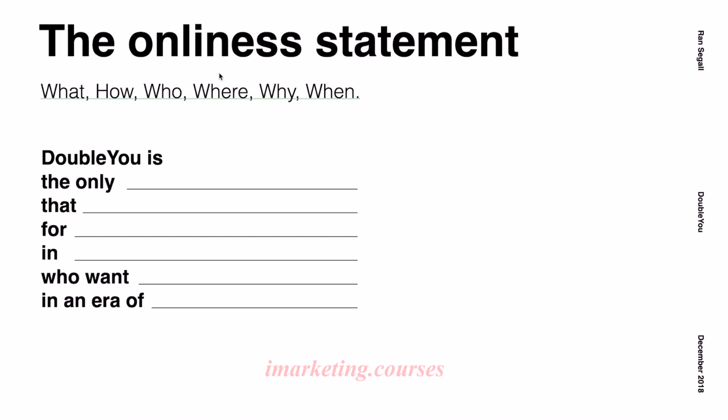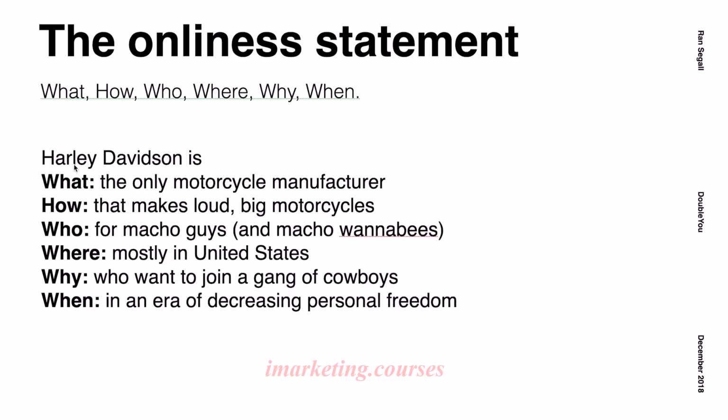Then we're going into the positioning, what I talked about. And this is a fun exercise called the onlyness statement, which basically is trying to understand what the product is, how does it help, who does it help, why and when. So basically I'm giving them this exercise to fill out. And here's an example of how this looks when it is filled.